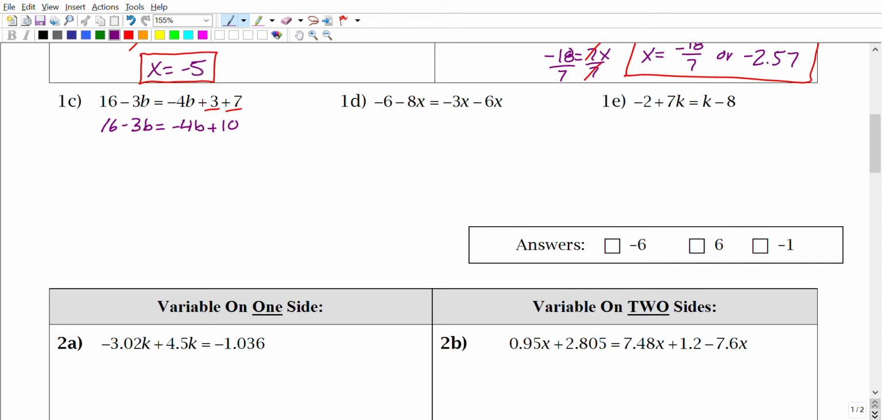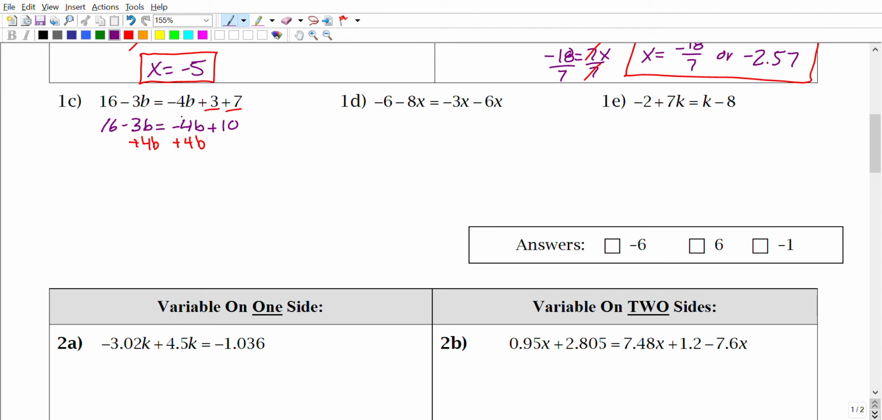Okay, so we have to combine any like terms first before we start moving anything around. Now nothing else can be combined. The 16 cannot combine with the negative 3b, and the negative 4b cannot combine with the positive 10. So we are good to go. We can start moving around a few variables. Going by our rule of thumb, if we move the smallest variable here, that would be the 4b. So I'm going to add 4b to both sides.